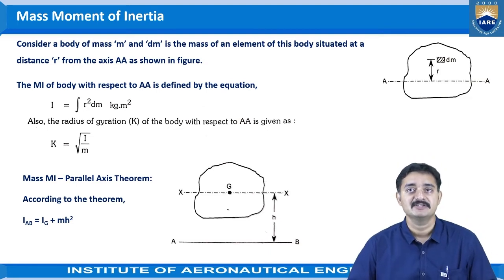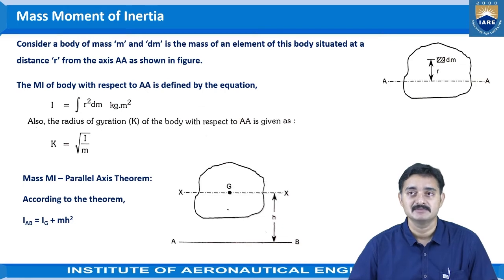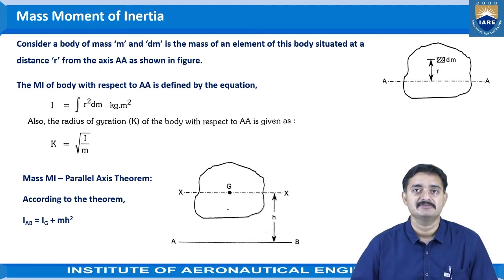Now the parallel axis theorem for mass moment of inertia is similar. According to the theorem, observe the figure here. The reference axis is AB, XX is the centroidal axis, and the distance between the centroidal axis and the reference axis is h. So according to the parallel axis theorem, we can write IAB equals Ig plus m h square, where the area is replaced with mass here.